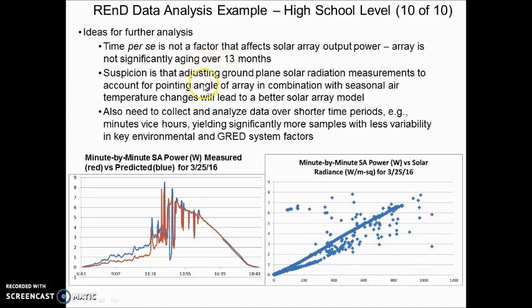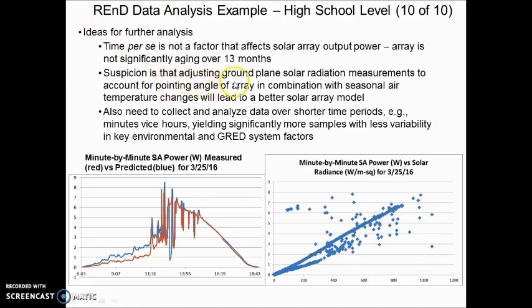One of my strongest thoughts going in would be the fact that the solar radiance sensor in the weather station is measuring in the ground plane, and the solar array itself is pointing towards the south, and it's angled up towards the sun. So one of the things that would be very interesting to do would be to take the solar radiance measurements from the weather station and compute what is the solar array power, what is the solar power that is incident upon the solar array.